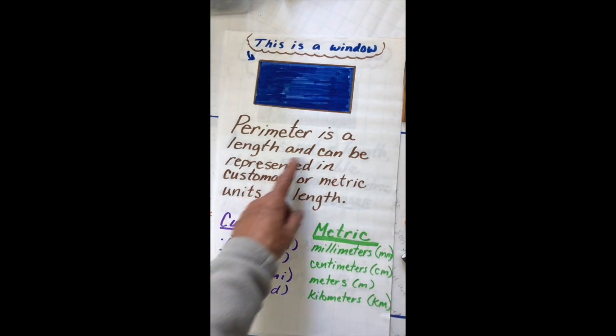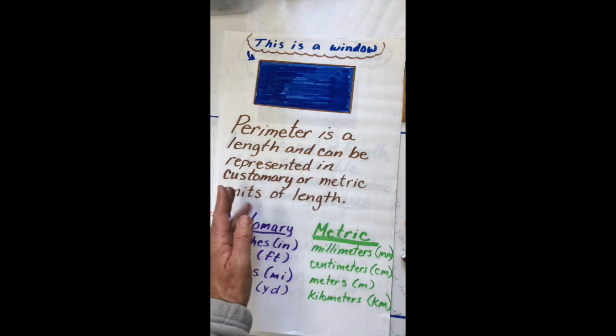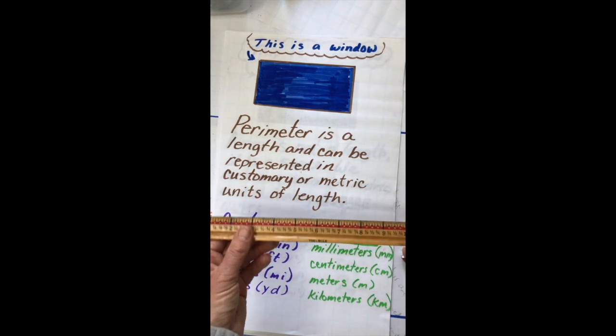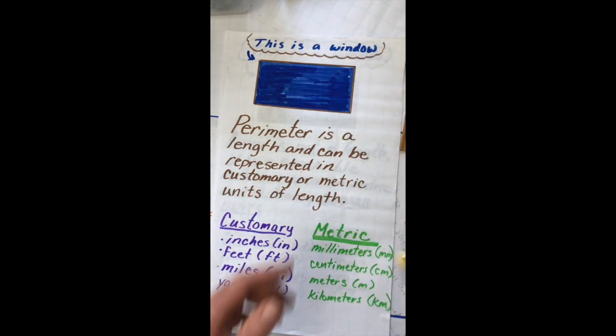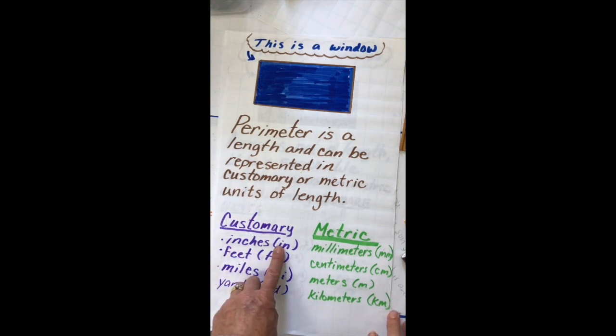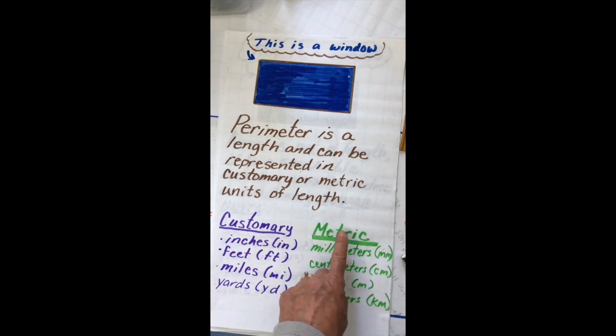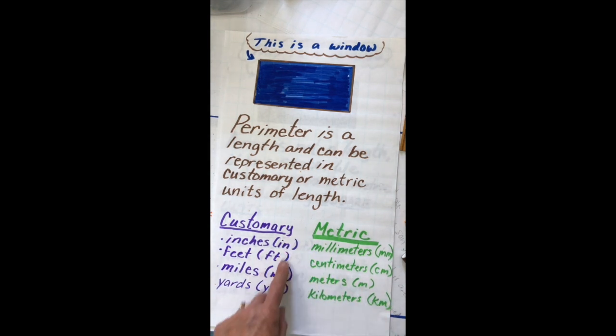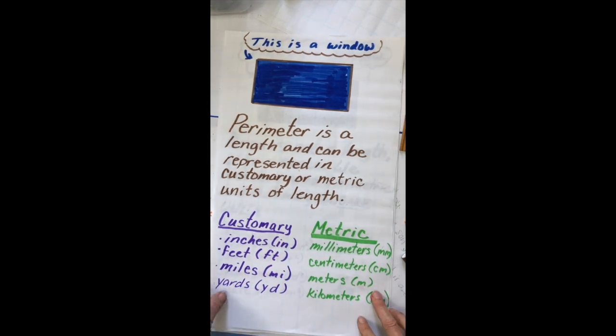Now we know perimeter is a length and can be represented in customary units, which would be your ruler or your tape measure, okay? Or it could be measured in metric units. So customary units are inches, feet, miles, yards, okay? And metric units of measure are millimeters or mm, centimeters or cm, meters or m, or kilometers, which is km. And this is how we represent the customary ones.